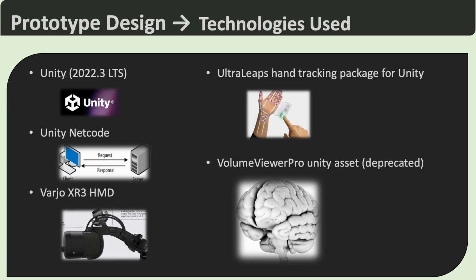In creating our prototype, we used several different technologies. We used Unity for developing the system, Unity netcode to create the cross-reality interactions, the Varjo XR-3 head-mounted display, which offered relatively high video pass-through capabilities. For creating the hand interactions, we used Ultraleap's hand tracking package. And lastly, we used a Unity asset called Volume Viewer Pro, which used ray tracing to generate 3D models based on the MRI data files.